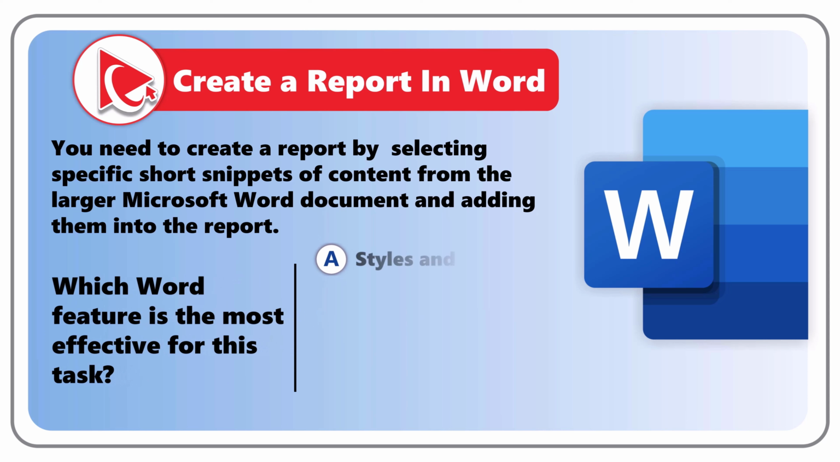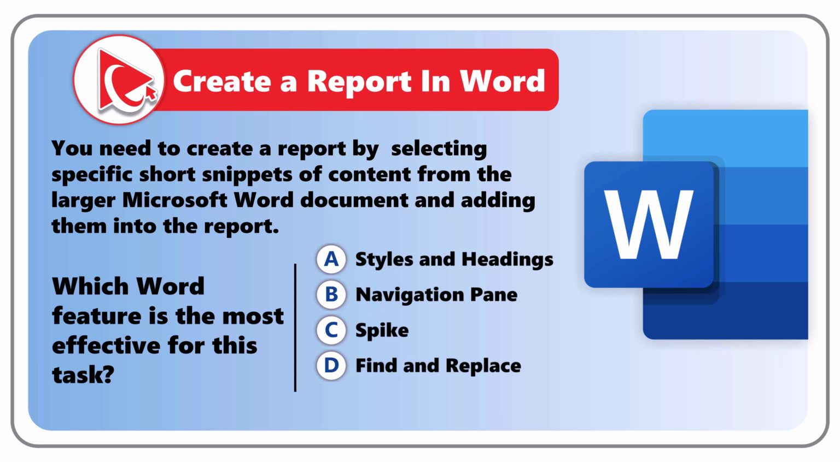Choice A, styles and headings. Choice B, navigation pane. Choice C, spike. Choice D, find and replace. And last but not least, choice E, table of content. Take a close look, analyze the question, and select your answer.